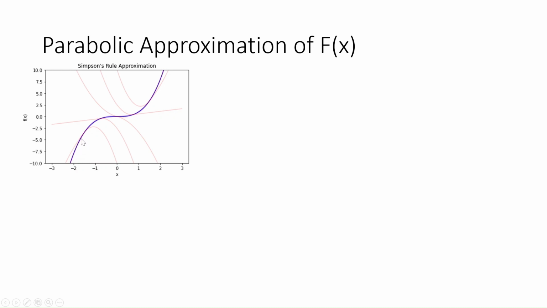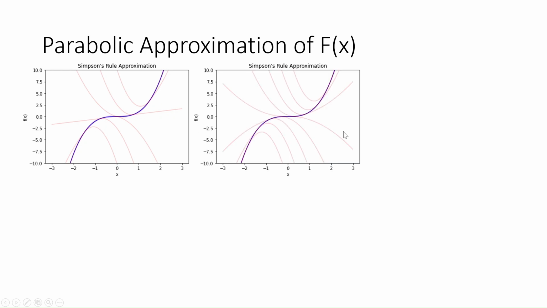For example, parabola number 1 is overlapping here, parabola number 2 is overlapping here, parabola number 3 is overlapping here, and so on and so forth. Though it's not an exact and accurate approximation, with 6 parabolas this is the best that we can do. So let's increase the number of parabolas, and now we have 12, and this is a much better approximation of this function than the previous one.